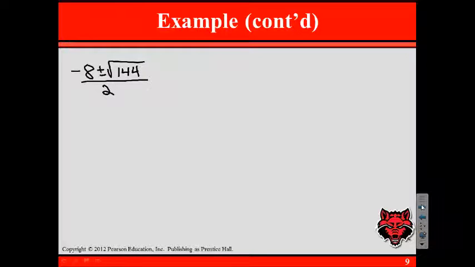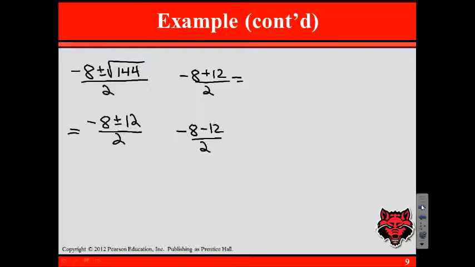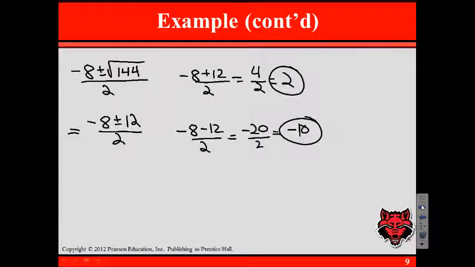We see that 144 is a perfect square, so we take the square root, and that gives us negative 8 plus or minus 12 over 2. And now we have two separate equations. Negative 8 plus 12 over 2, and negative 8 minus 12 over 2. Let's solve each. Starting with the plus sign, negative 8 plus 12 is 4. 4 over 2 is 2. That's one solution. Negative 8 minus 12 is negative 20, and negative 20 divided by 2 is negative 10. Now we have our two solutions.